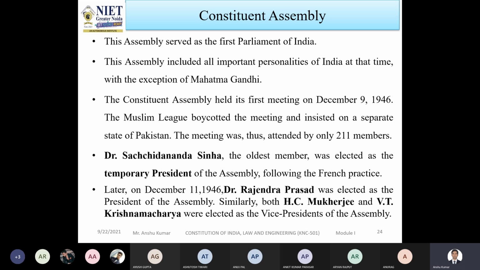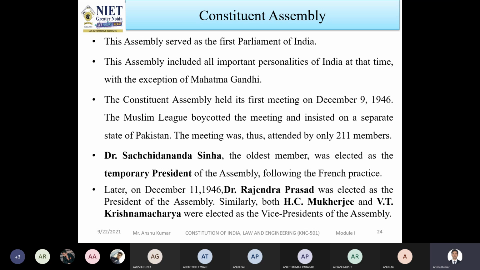Now, always remember who was the first temporary, interim president of the Assembly. Dr. Sachchidananda Sinha, the oldest member, was elected as the temporary president of the Assembly following the French practice. This is the French practice: to choose the oldest member as the temporary, that is interim, president. Later, on December 11, 1946, Dr. Rajendra Prasad was elected as the president of the Assembly.